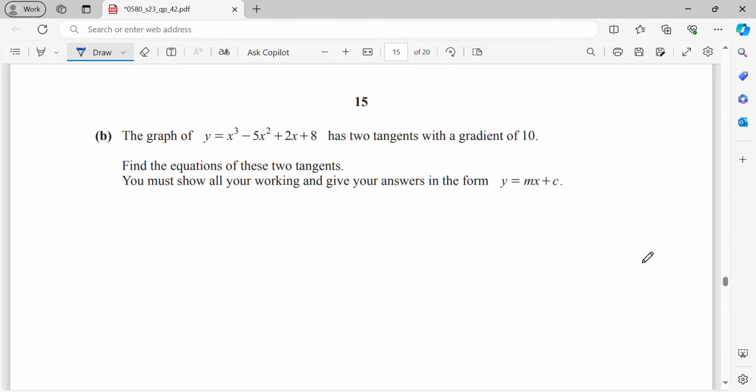Now, part B: the graph of this cubic function has two tangents with gradients of 10. Find the equations of these two tangents. You must show all your working and give your answer in this form. Right, so whenever you see tangent, that means dy/dx. The gradient of the tangent is dy/dx. That means the gradient is 10.